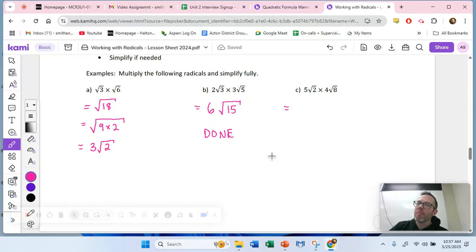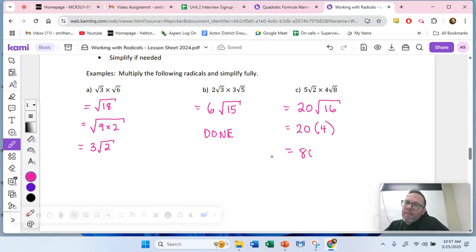Multiply the numbers together. 5 times 4 is 20. Multiply the radicands together. 2 times 8 is 16. Guys, is there a perfect square number that goes into 16? 16 is a perfect square number. The root of 16 is exactly 4. We wouldn't leave it as root 16. That'd be dumb. The root of 16 is exactly 4. And 20 times 4 is 80.